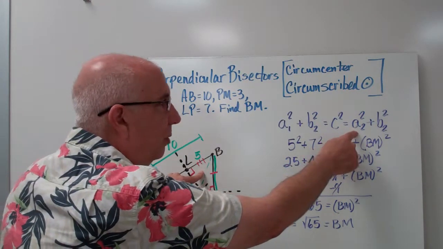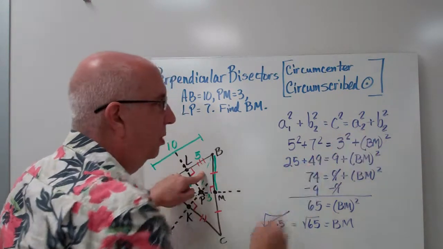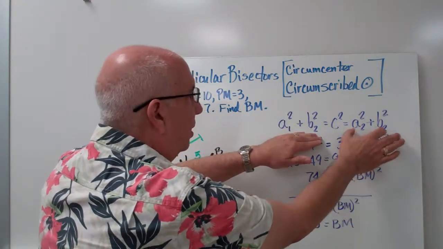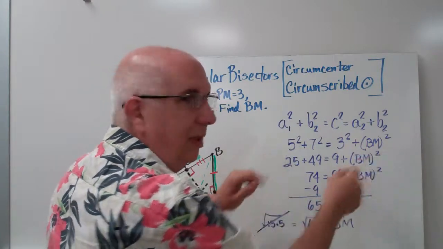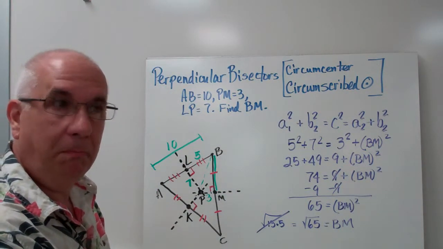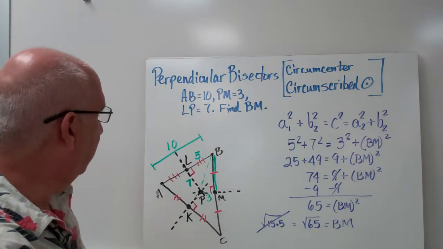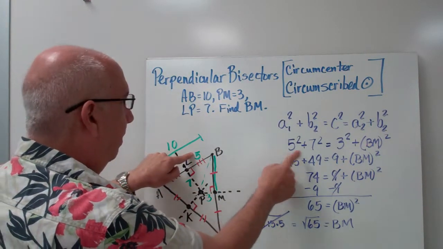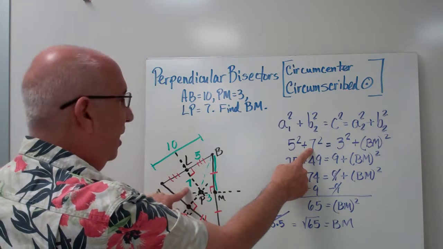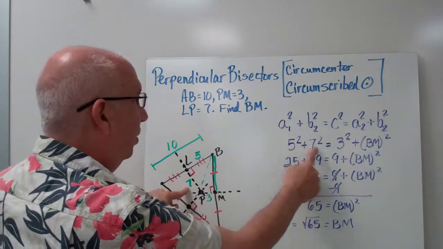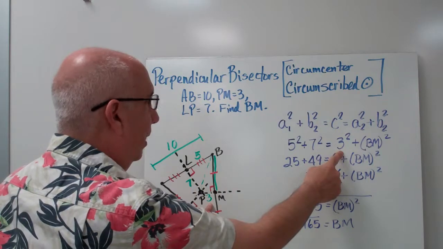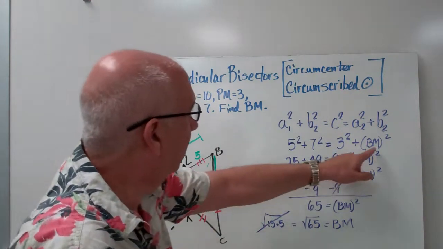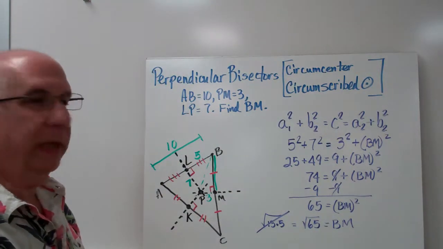That's b sub 2, a sub 2, and b sub 2 squared. Now, since this and this are equal to the same thing, they are then equal to each other. So now all I have to do is substitute. I know that a sub 1 is 5, b sub 1 is 7, a sub 2 is 3, and b sub 2 is this segment I'm looking for right here, segment BM, that quantity squared.